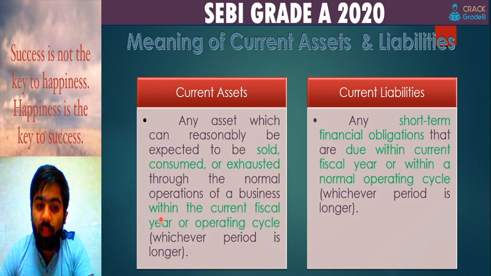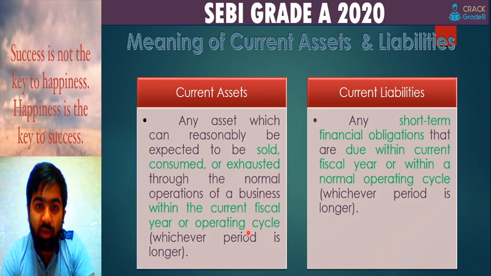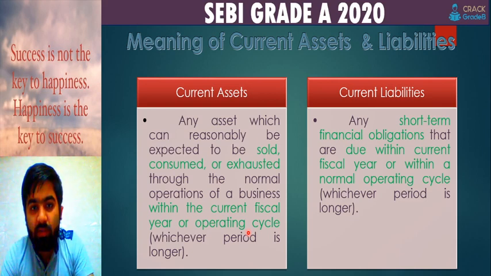So what is written here is current fiscal year or operating cycle. What is the current fiscal year? Like we prepare our profit and loss account for April to March. So this is the current fiscal year. So we can take these assets on the basis of this, that we consume it, sell it, or they get exhausted within the fiscal year or operating cycle.